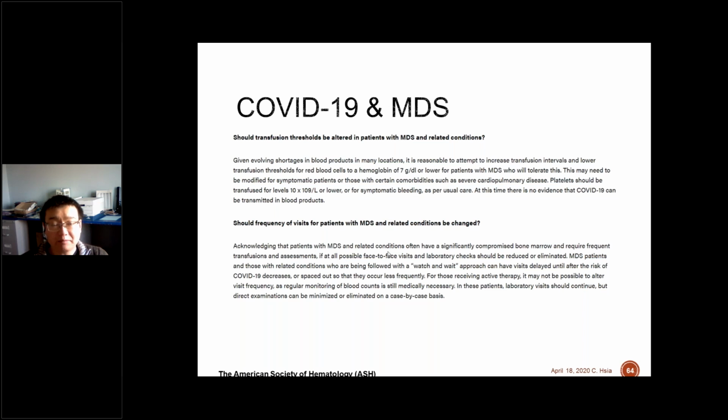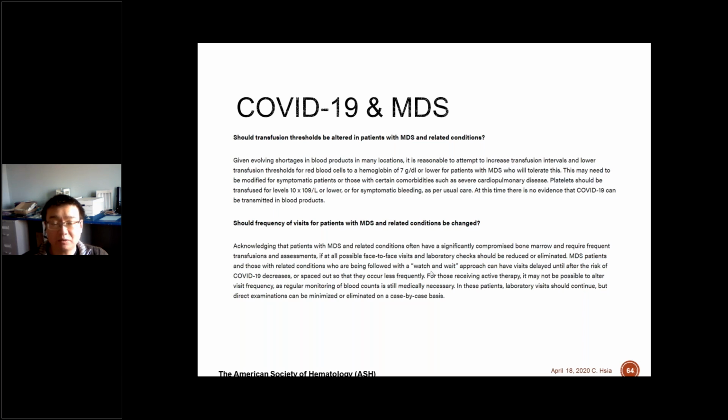So acknowledge that patients with MDS-related conditions often have a significantly compromised bone marrow and require frequent transfusions. Assessments have had all possible face-to-face visits and laboratory checks should be reduced or eliminated. MDS patients and those with related conditions who are being followed with a watch and wait approach can have visits delayed until after the risk of COVID-19 decreases.